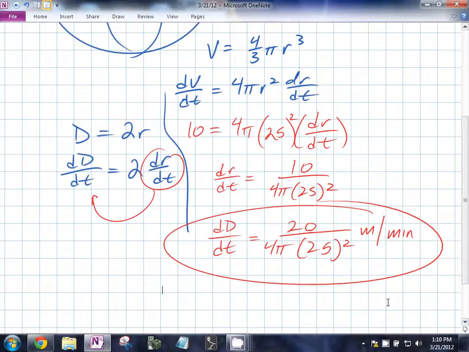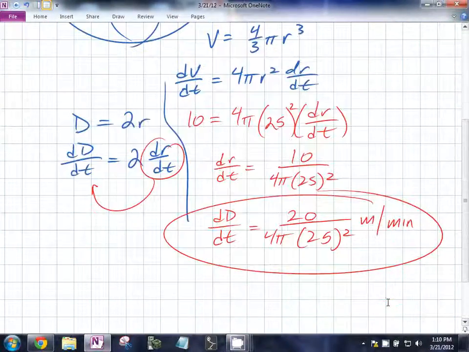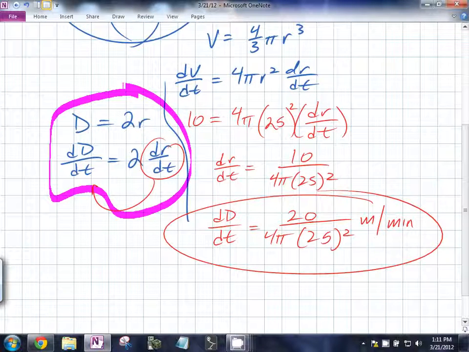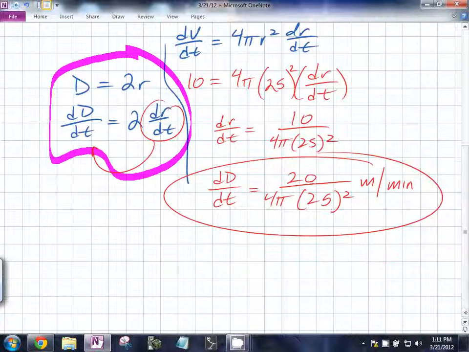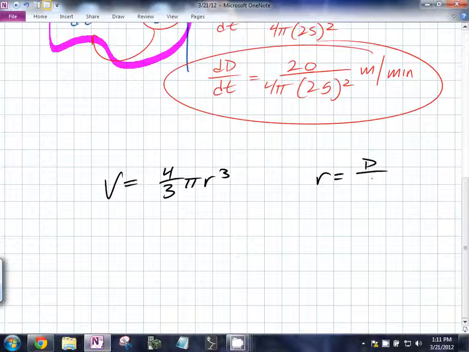For a second, everybody. You have dV/dt, you want dD/dt, but the key trick here, the thing that made this slightly tricky, is that your formula is in terms of radius. You could transfer it though. For example, you know that volume of the sphere is equal to 4/3 pi r cubed, right? What does radius equal in terms of diameter? Diameter over 2. So what could you do with this?